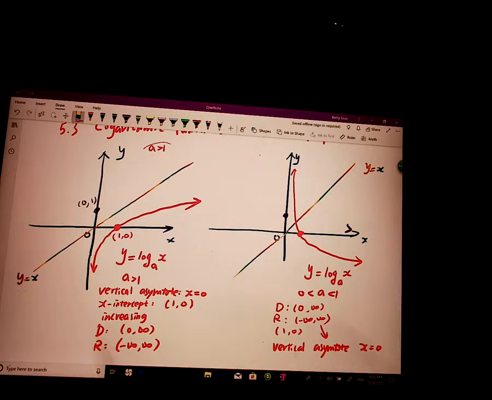Any other features, they are the same: x-intercept, domain and range, vertical asymptote. All right? Yeah, you need to understand and remember those two curves. I have those on my notes.